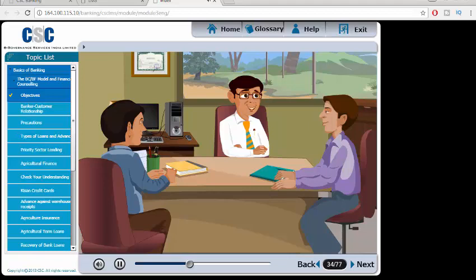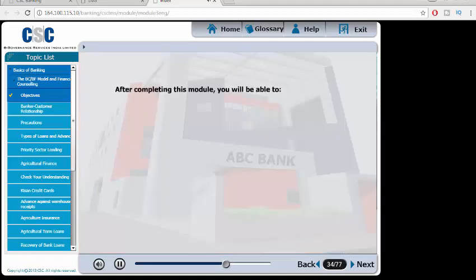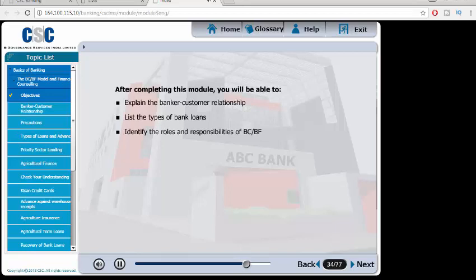Great, Raj. Being a representative of a bank in the form of a BC or BF, you should also understand the relationship between the bank and customer and be aware of your role in the BC-BF model. After completing this module, you will be able to explain the banker-customer relationship, list the types of bank loans, identify the roles and responsibilities of BC-BF, identify the scope of activities for BC-BF.